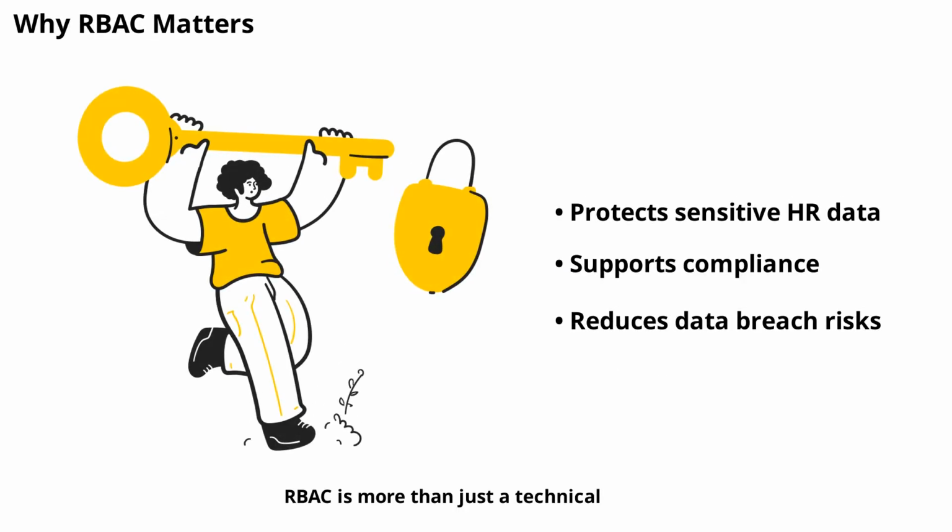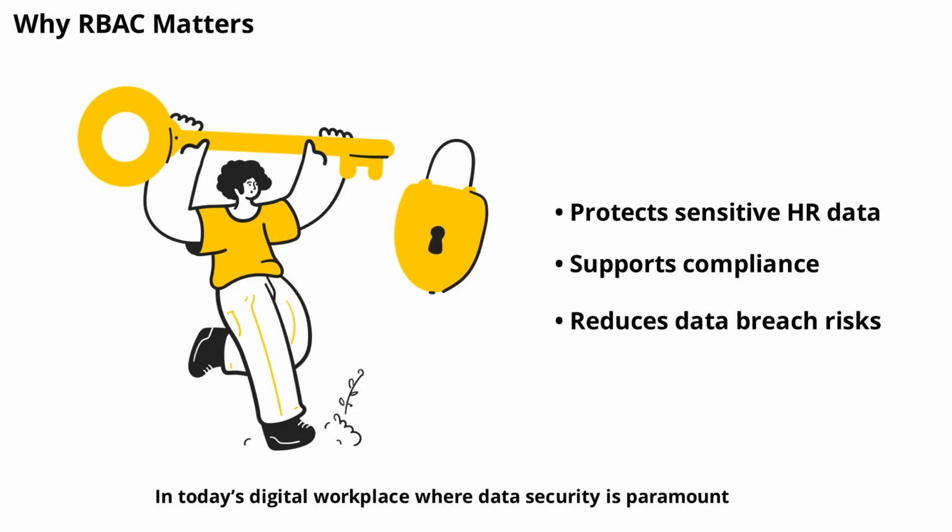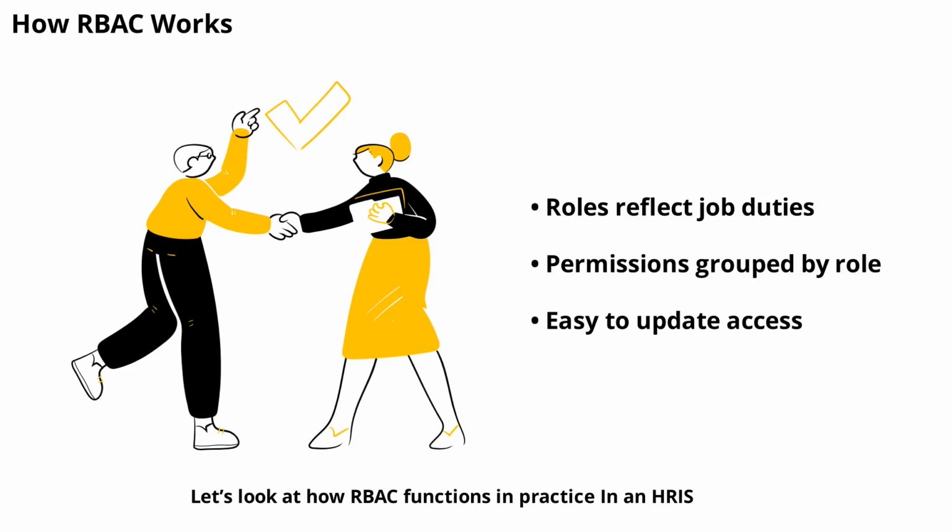RBAC is more than just a technical term, it's a foundational element of HRIS security. By controlling who can view or edit sensitive information, RBAC helps organizations comply with privacy regulations and internal policies. It also minimizes the risk of accidental or intentional data breaches. In today's digital workplace, where data security is paramount, RBAC ensures that only the right people have access to the right information. Let's look at how RBAC functions in practice.